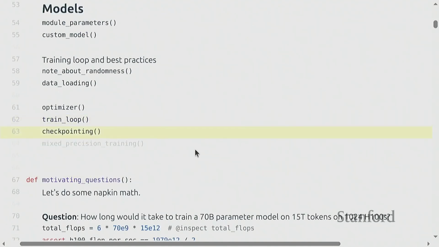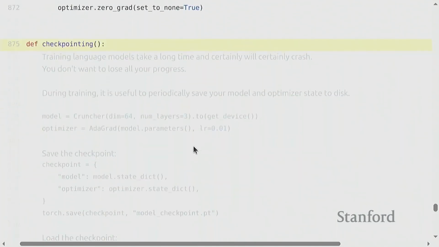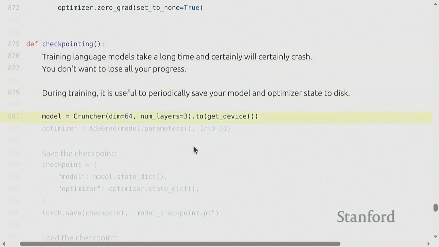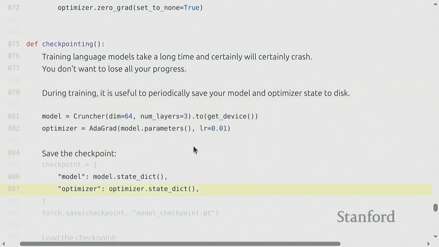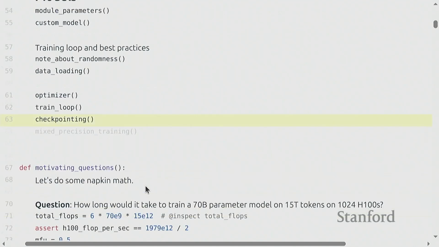So one note about checkpointing. Training language models takes a long time, and you certainly will crash at some point, so you don't want to lose all your progress. So you want to periodically save your model to disk, and just to be very clear, the thing you want to save is both the model and the optimizer, and probably which iteration you're on. I should add that, and then you can just load it up.